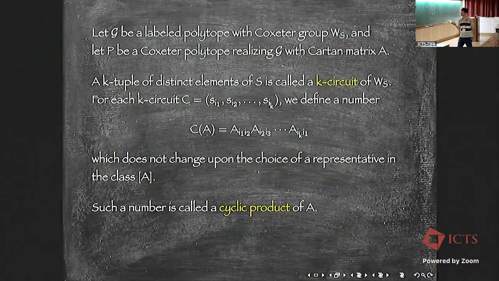But you can easily notice that this number does not change with the choice of the representative of this class, because here there is this i1, but here there is again i1, but as the second entry, right? Here i2 is the second entry, but here i2 is the first entry. So there are these real numbers lambda_i, but they cancel out. So the point is that this does not really depend on the representative. Okay? And such a number is called the cyclic product.